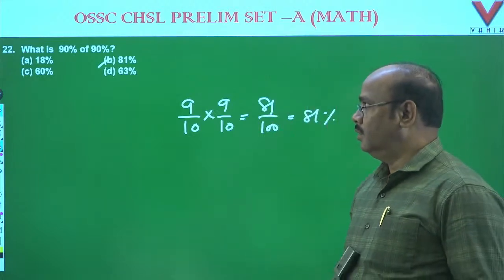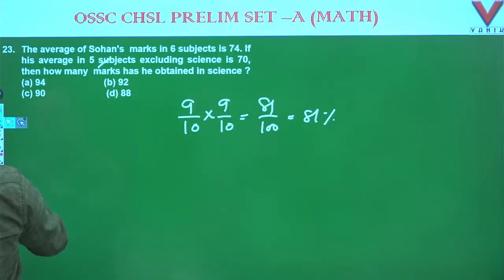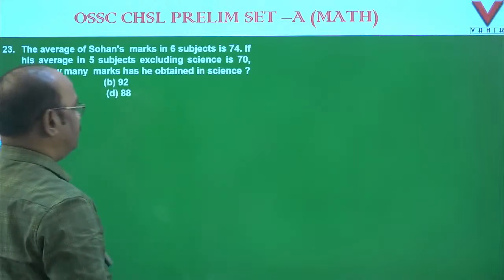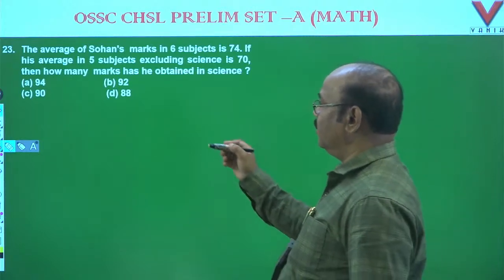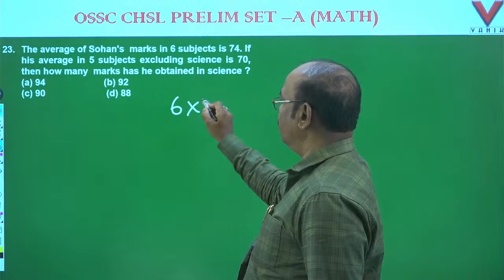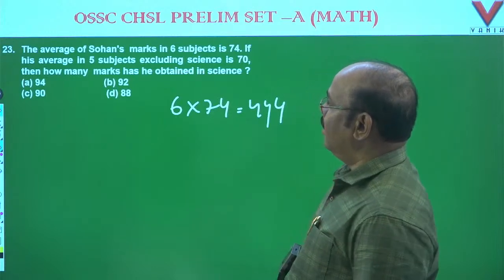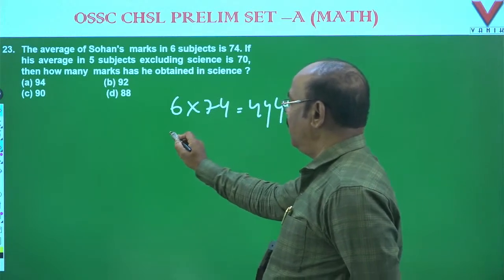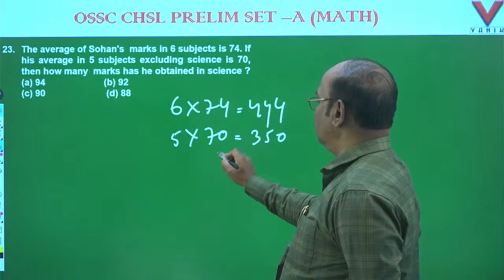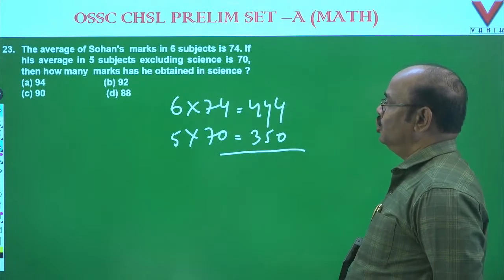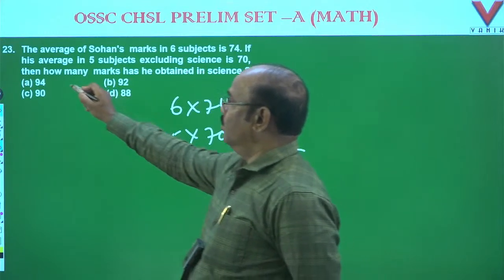Next question number 23. The average of Swan's marks in 6 subjects is 74. So the sum is 6 into 74, which is 444. The average of 5 subjects is 70, so 5 into 70 is 350. Subtract the two, and that is the mark obtained in the 6th subject. 4 minus 0 is 4, 4 minus 5 is 9, so the answer is going to be 94. The option is the first option.